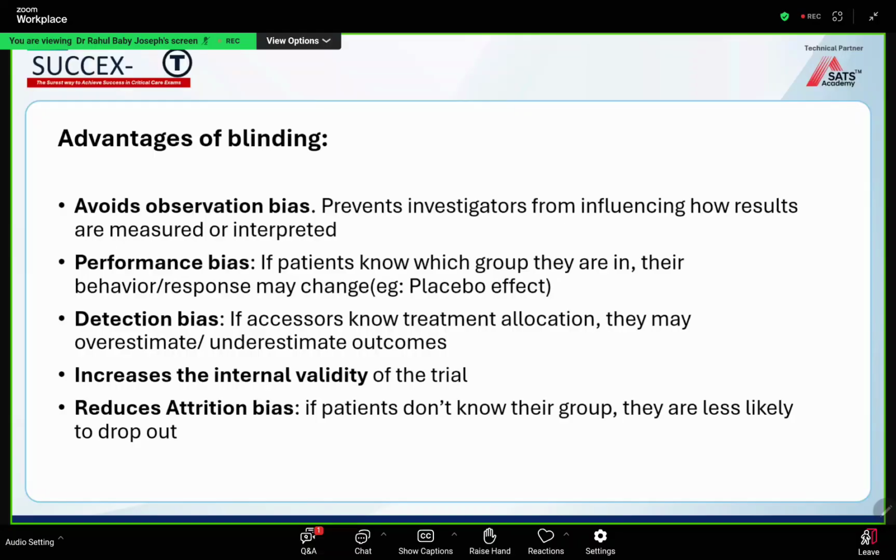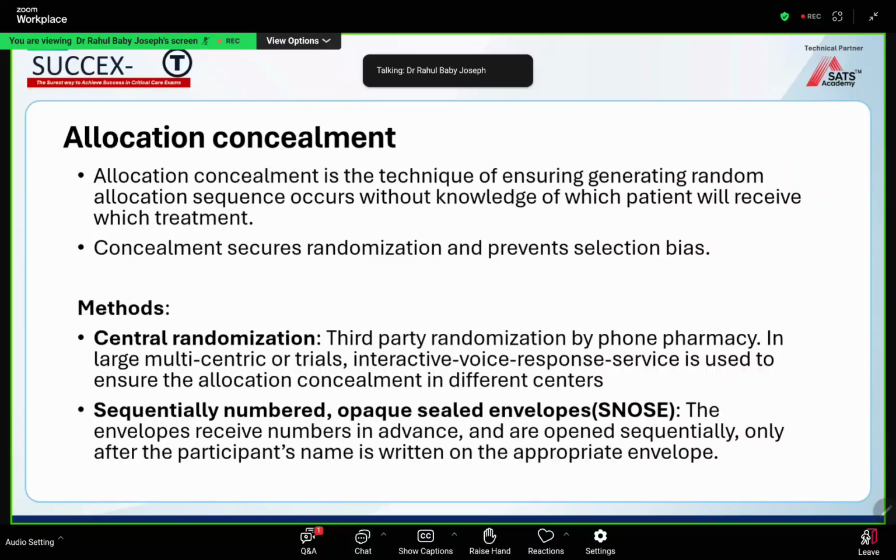Attrition is basically the dropout of patients from the study because of some reason or the other. If the patients don't know their group, they're less likely to drop out. So what is allocation concealment?